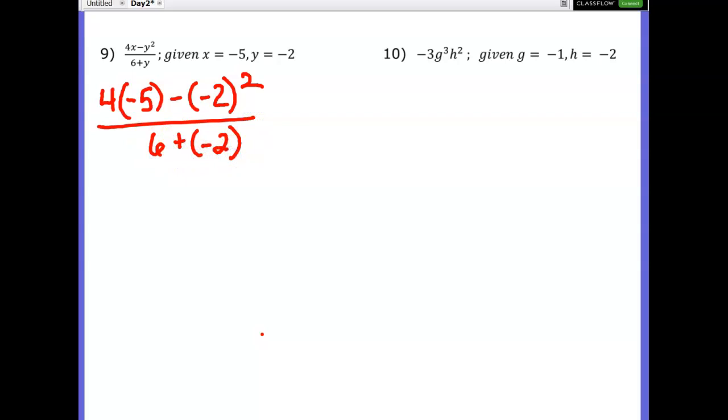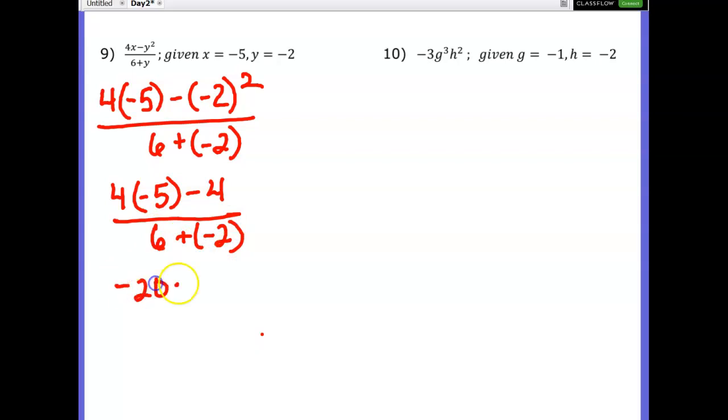All right, I'm going to do my exponent. So I've got 4 times negative 5 minus negative 2 squared, which is going to give me 4. Okay, and then I've got 6 plus negative 2. All right, 4 times negative 5 is negative 20 minus 4. And this is going to be divided by 4 because 6 plus negative 2 is 4.